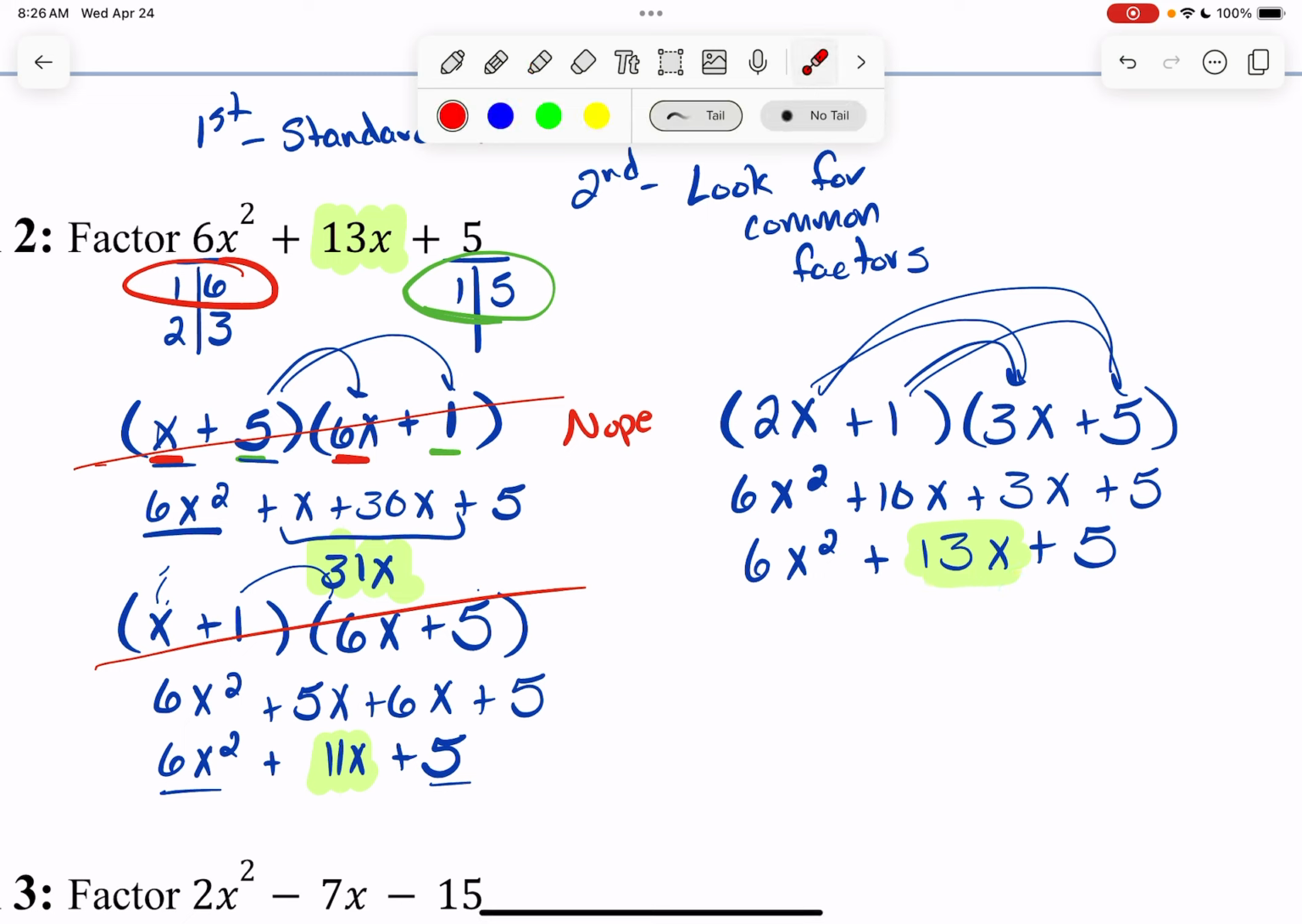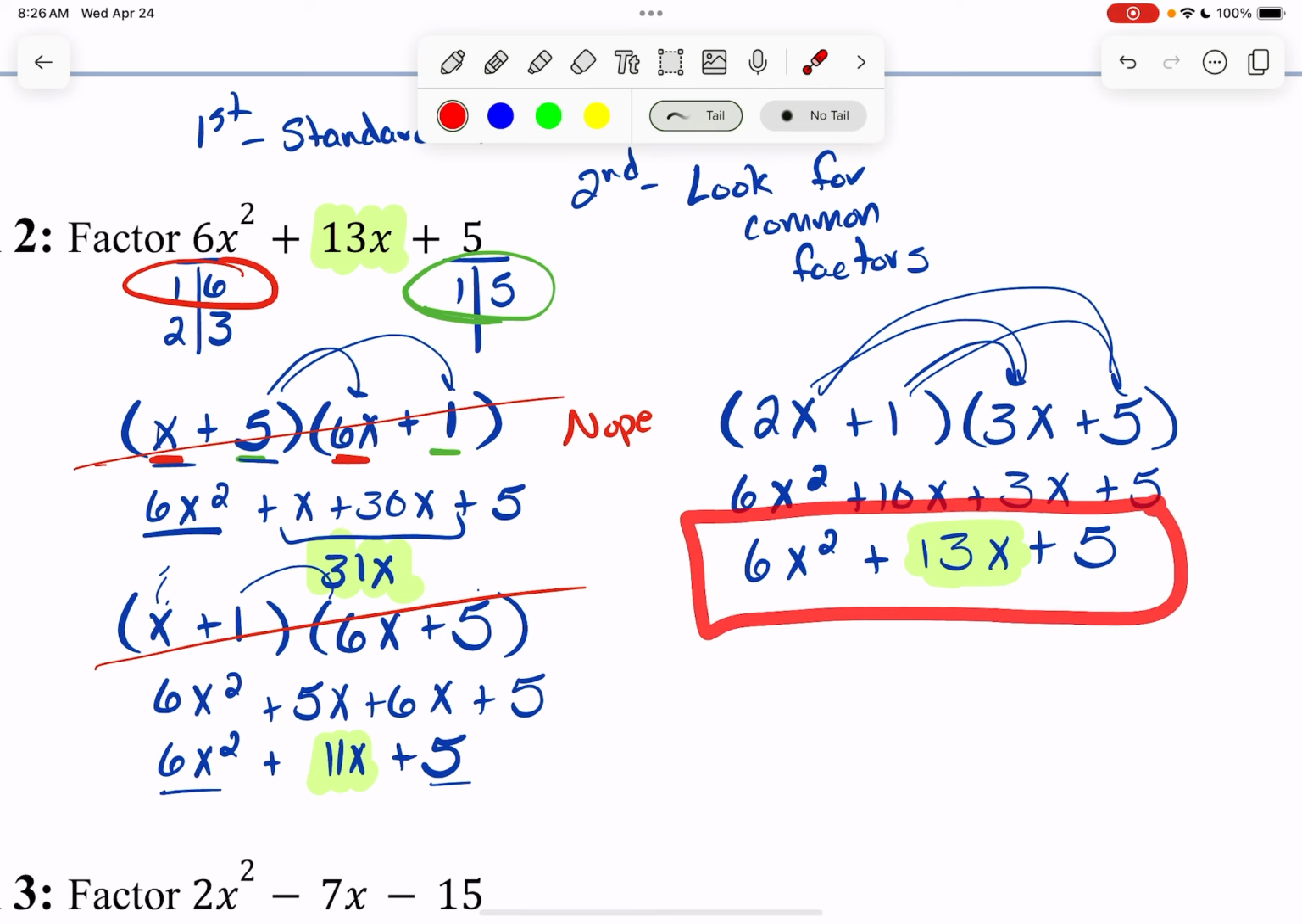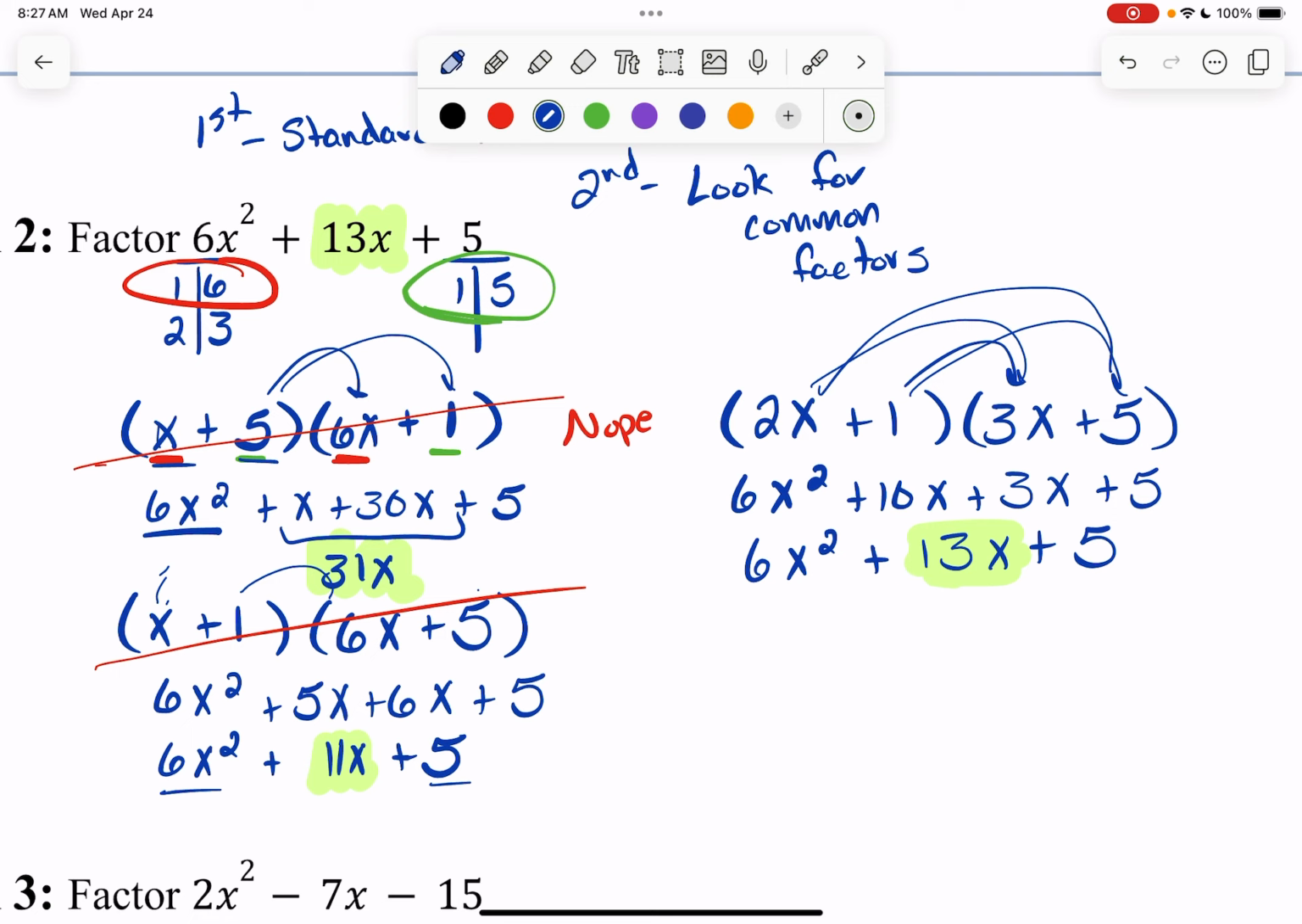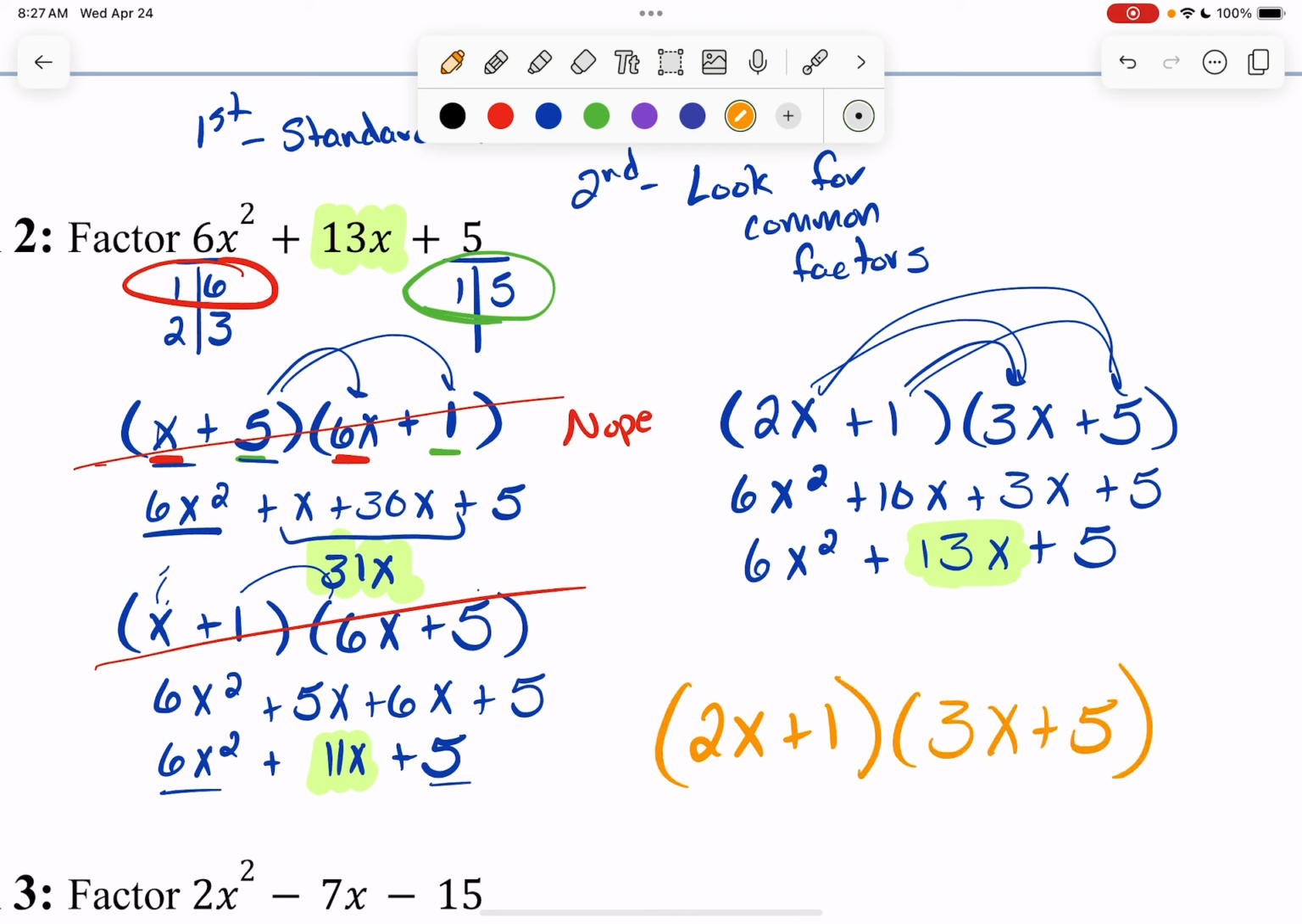What a lot of people will then do is circle this and be like, yep, I'm done. Okay, that's the problem. This was us checking our work. The actual answer, and here I'll put it in a different color, we'll put it in orange. The actual solution is 2x plus 1, 3x plus 5. Those are the factors that I multiply to give me this.